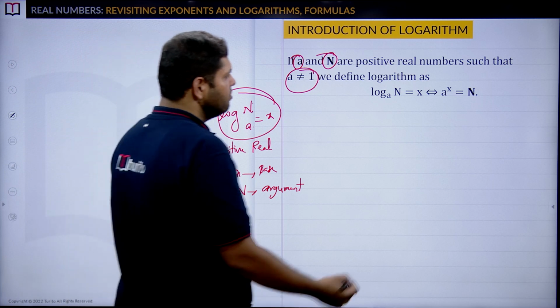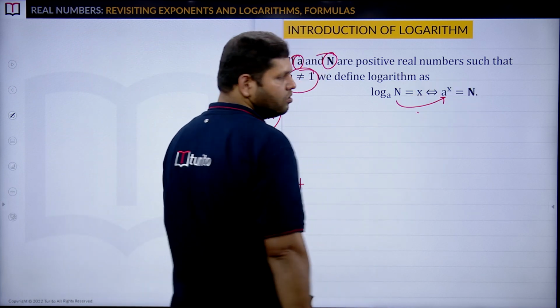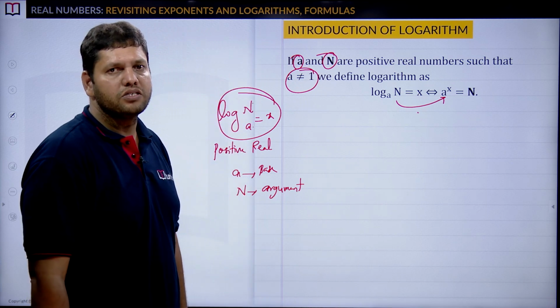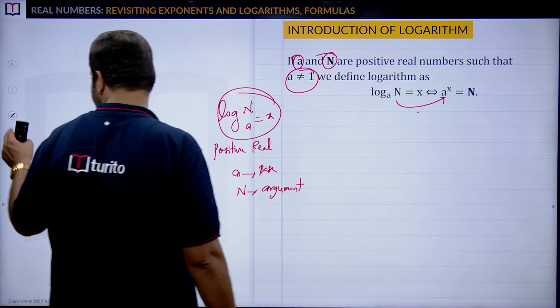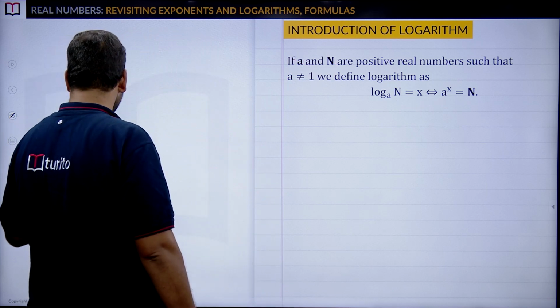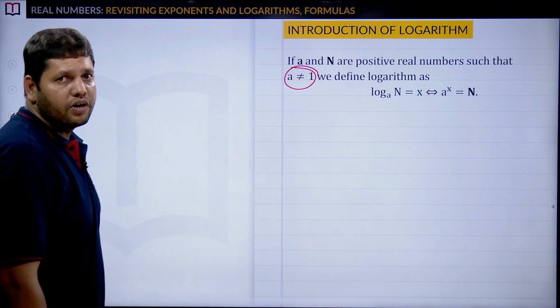Just look at this, children. Log n with base a, we can write as a to the power of x is equal to n. So that is called a logarithm form. I'll give another example. And children, remember here the base should not be equal to 1. Okay, base cannot be equal to 1 here.